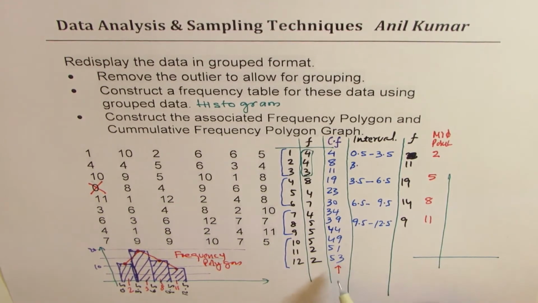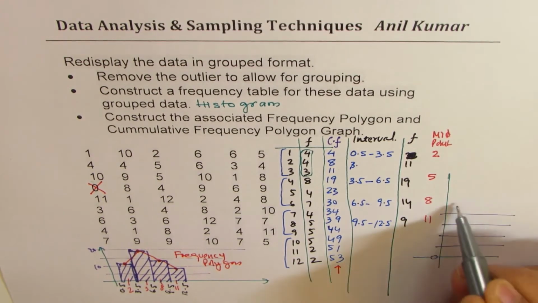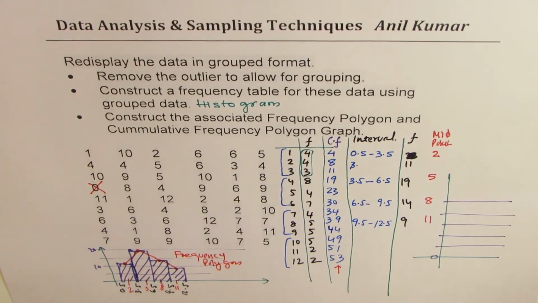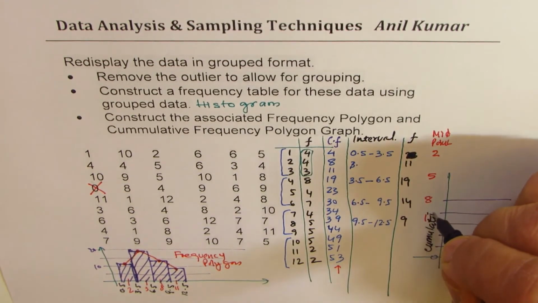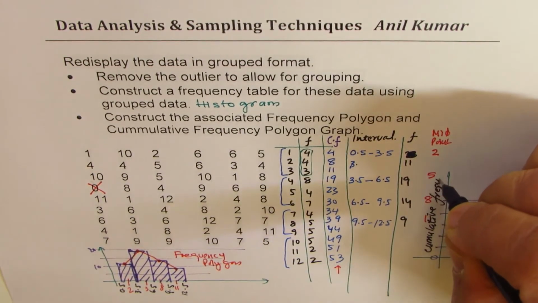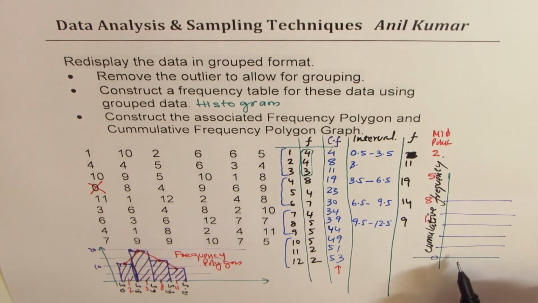What you need to do is, we know we are going up to 50, right? So we can start with 0, and then let's say this is 10, 20, 30, 40, 50, correct? Now on the vertical side we have cumulative frequency. And here we have the number of hours per week.